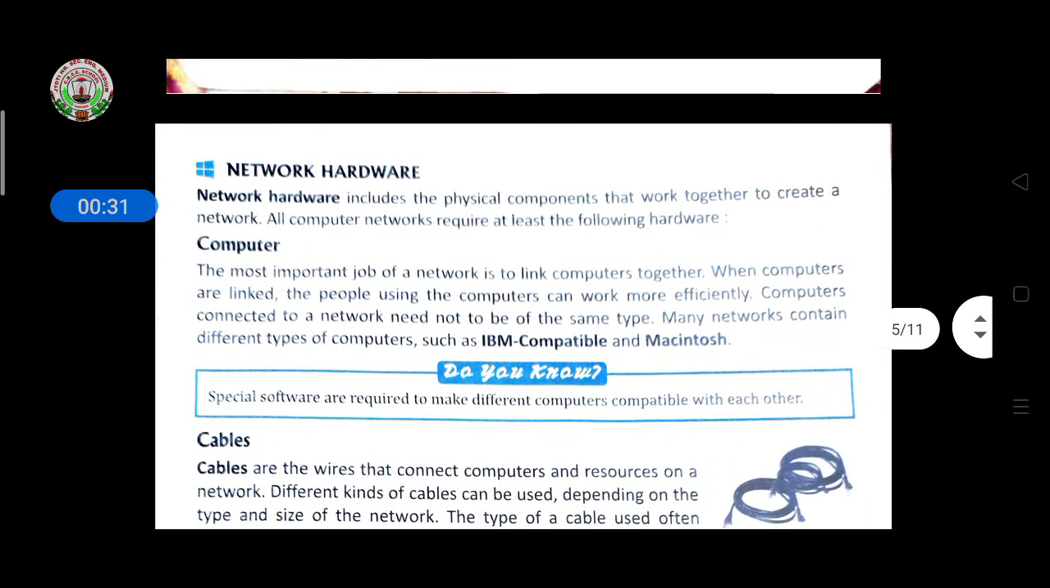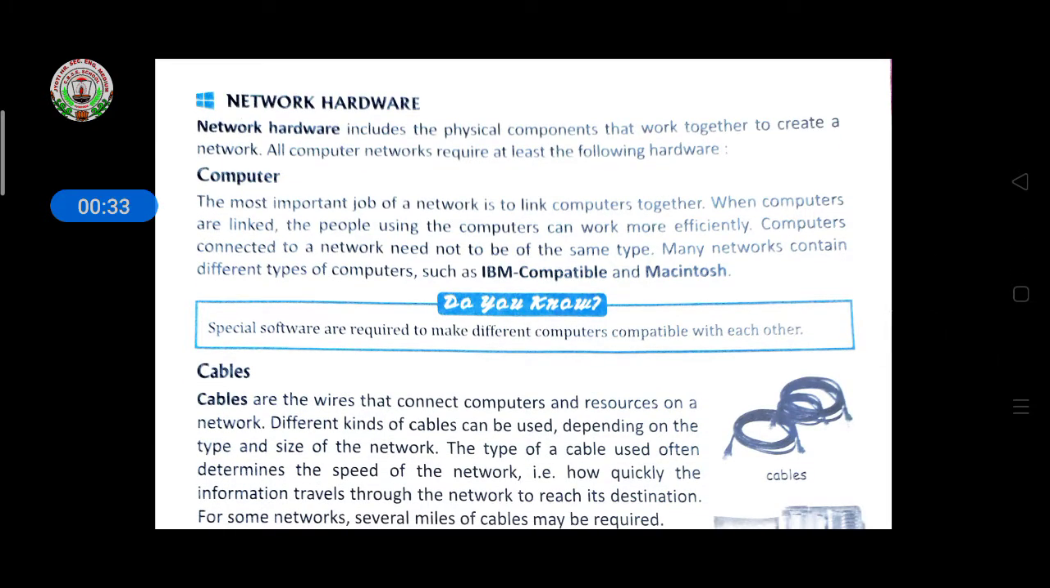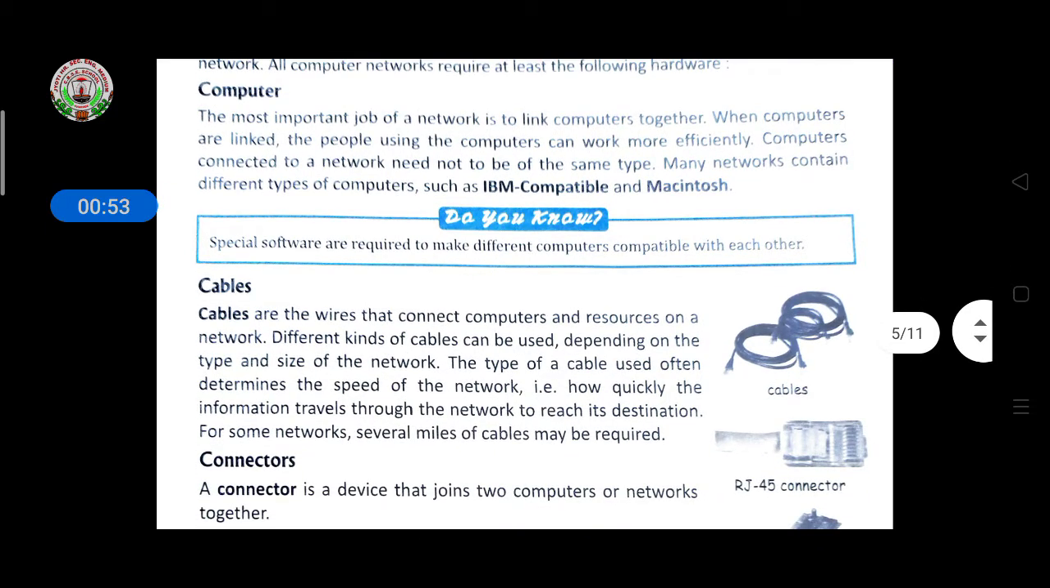So how does it work? The most important job of a network is to link computers together. When computers are linked, the people using the computers can work more efficiently. Computers connected to a network need not be the same type. Many different types of computers may be used, or sometimes machine tools. It is not compulsory to connect only one system type, such as IBM compatible. We can connect different types of computers also.